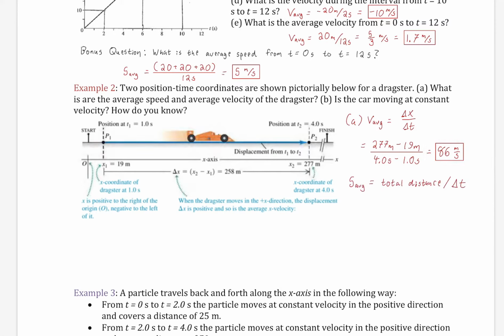What about average speed? Well, average speed is total distance over elapsed time. And, well, that's the same darn thing, isn't it? Because it's just 258 over 3 seconds. So why do average speed and average velocity agree? Well, because nothing turns around. If an object, like this car that we're treating as a particle, doesn't turn around, if it just continues in a straight path, then its average velocity and average speed will agree.